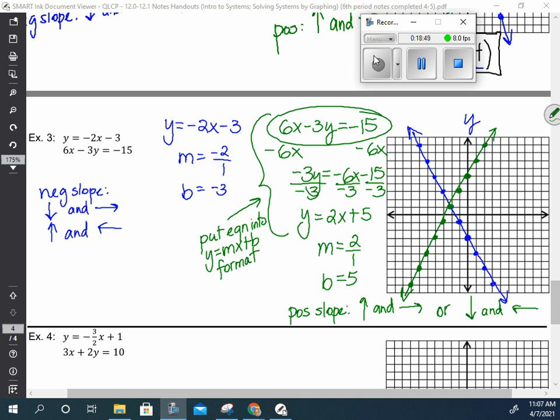So I know exactly where these equations meet now. I don't have to guess at it. I know exactly which points fell on top of each other. Negative 2, comma 1, and that's it.